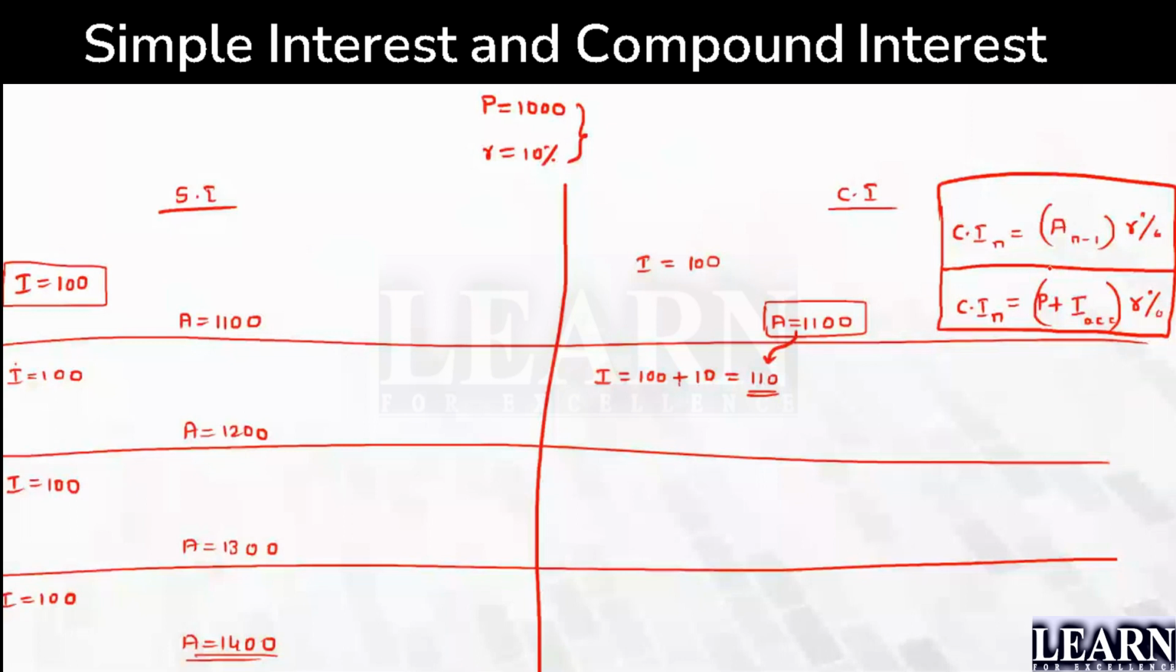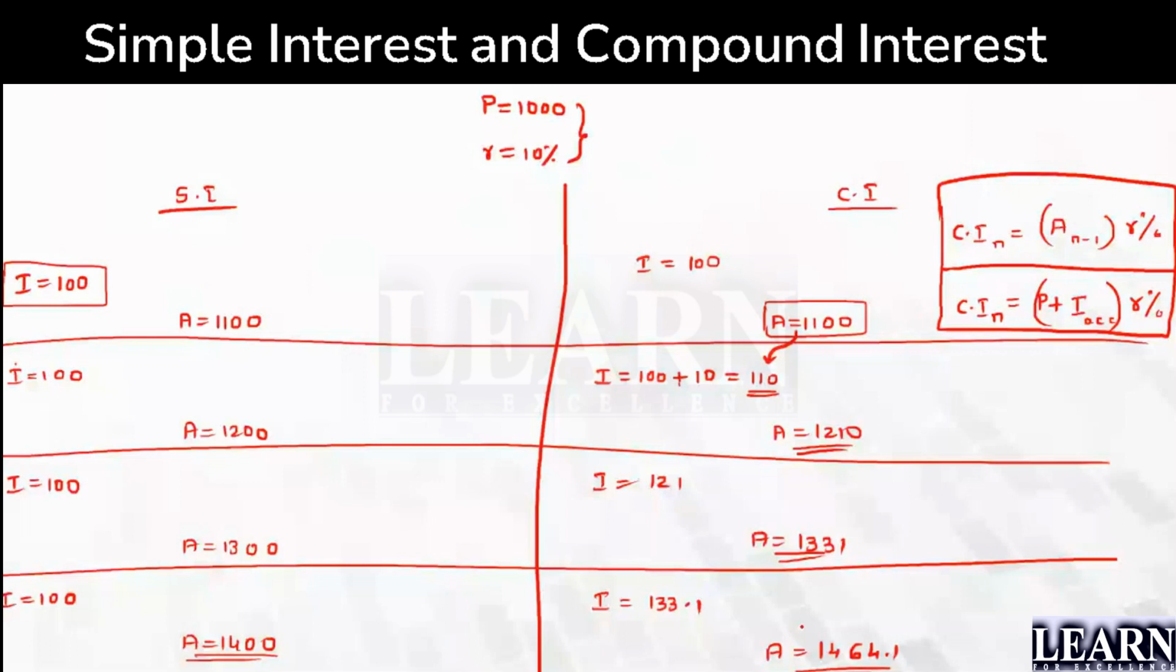So if you look into this, I can say amount equals 1100 plus 110, which is 1210. Next, again, if you take out the interest, it becomes 121, and the amount becomes 1210 plus 121, which gives 1331. Again, you take out the interest, which is nothing but 133.1. And if you take out the amount, it is 1331 plus 133.1, which gives 1464.1.